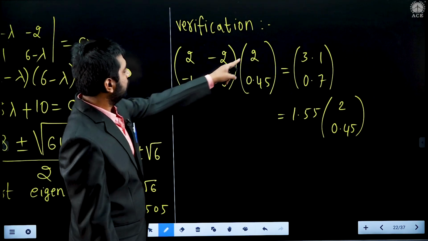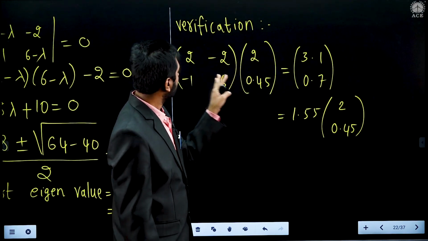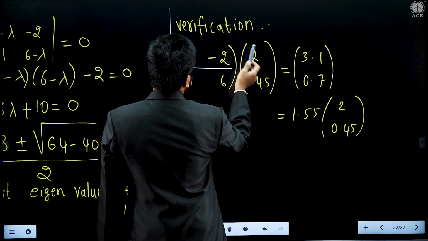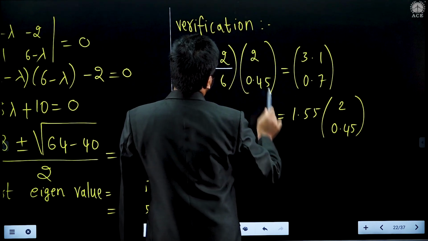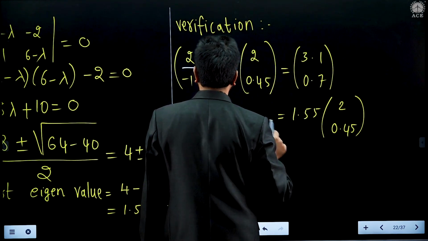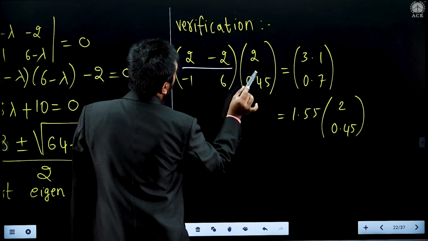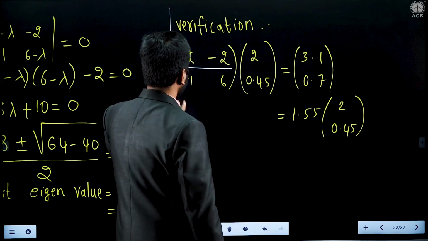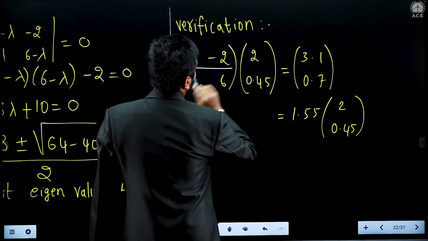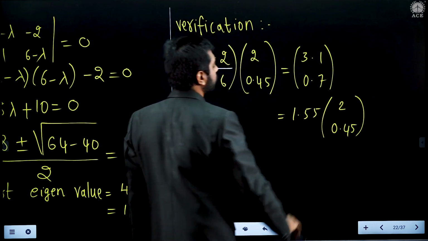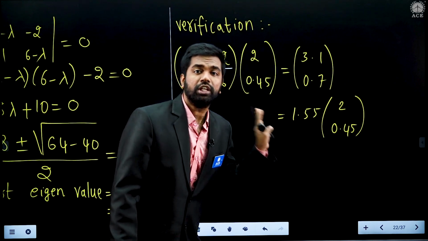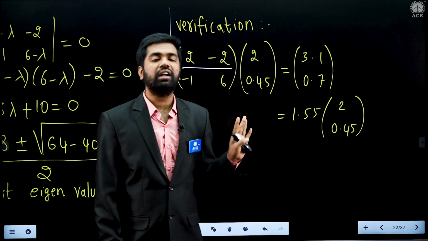So I have taken option B. So this is the eigenvector, this into this, a column. So 2 into 2 is 4, minus 2 into 0.45 is 0.9, and then if you do the simplification, this is 3.1. This is minus 2, and then 6 into 0.45. You need to use your virtual calculator. So this gives you 0.7. Now, if you take 1.55 out, then what you get is again 2.45. So this looks like Ax. This looks like lambda into the same x. That means this is our right answer.